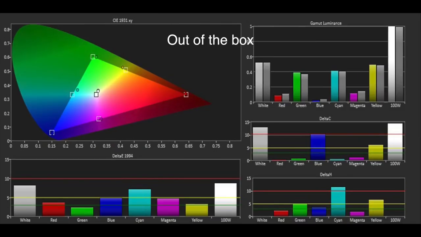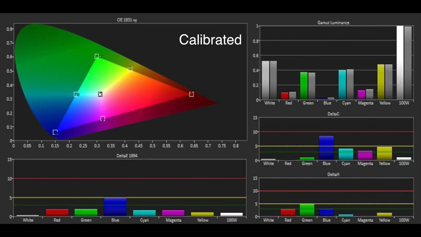The colour gamut was reasonable out of the box, and any errors were largely related to the grayscale. After calibrating the grayscale and using the colour management system, we were able to achieve an improved performance.